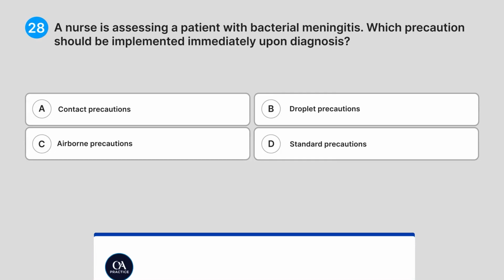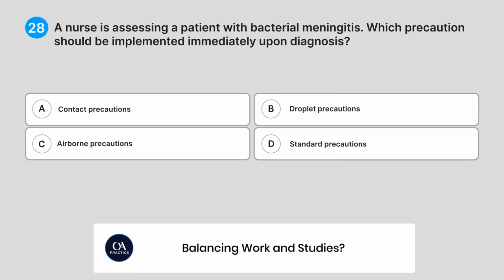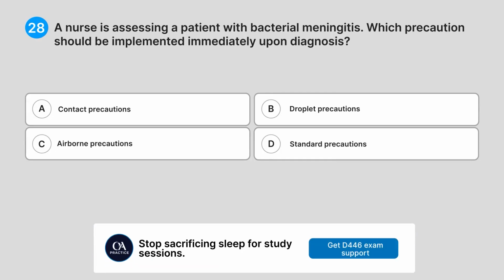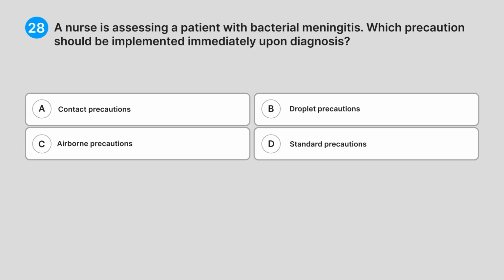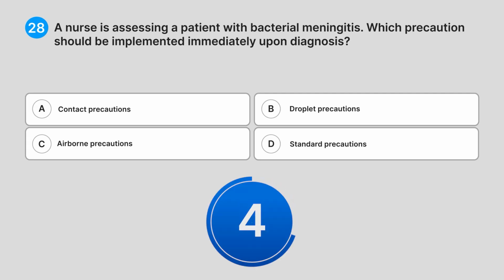28. A nurse is assessing a patient with bacterial meningitis. Which precaution should be implemented immediately upon diagnosis? A. Contact precautions. B. Droplet precautions. C. Airborne precautions. D. Standard precautions. Do you know the answer?